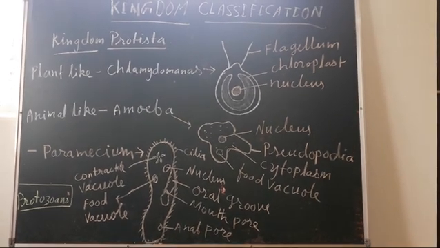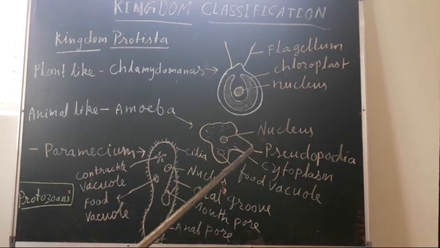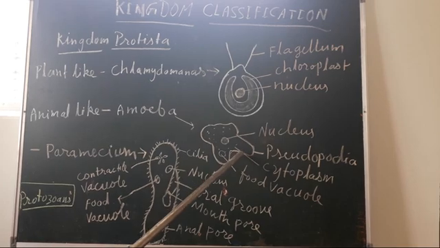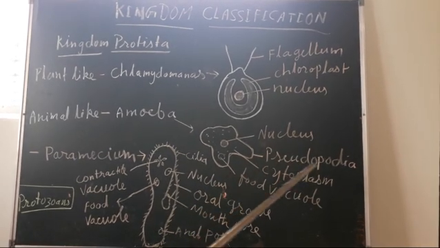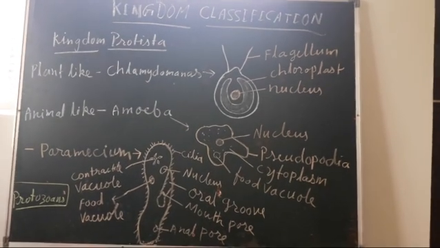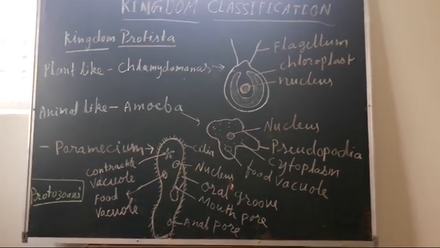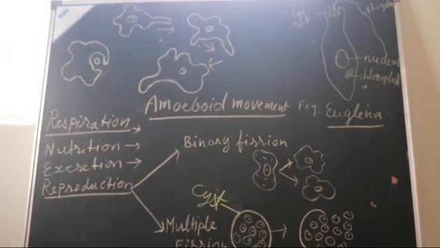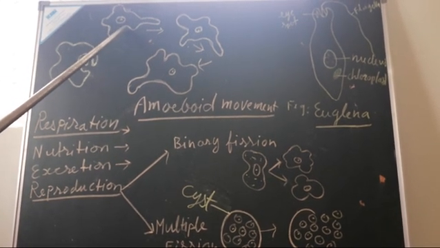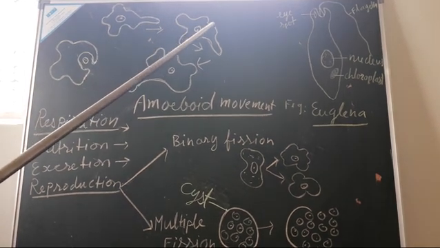Amoeba moves in the desired direction. To whichever direction it wants to move, its pseudopodia grow in that direction. That means the pseudopodia of it grow in the desired direction.